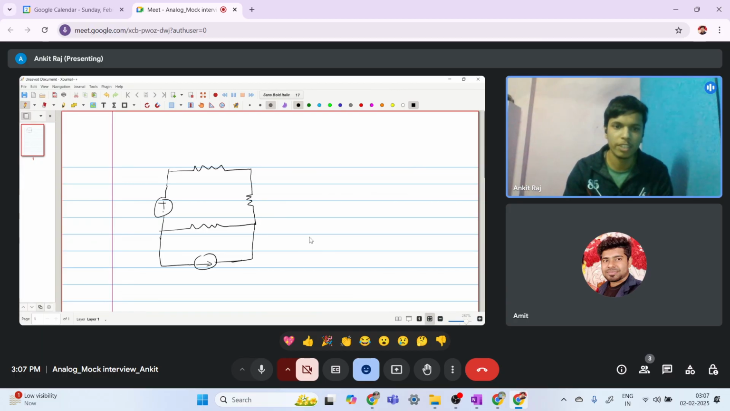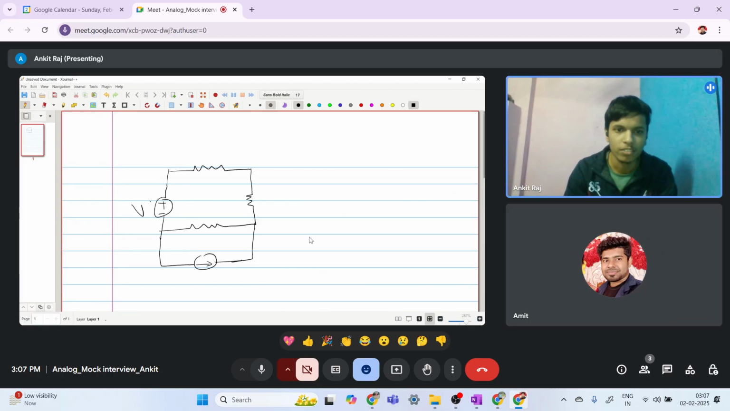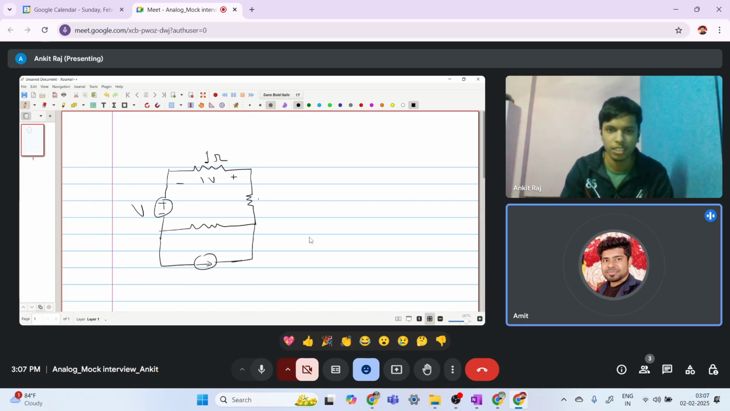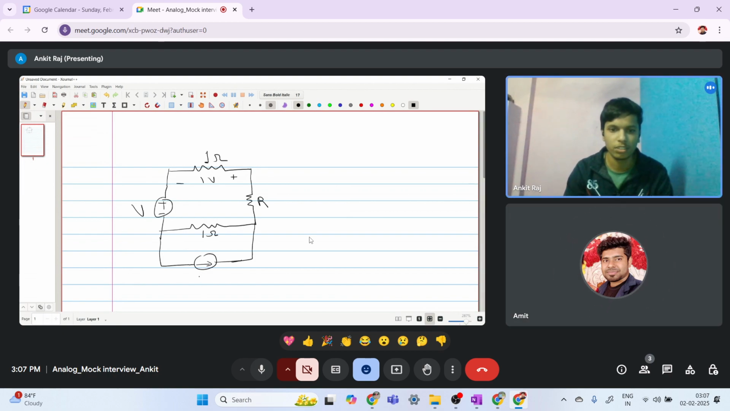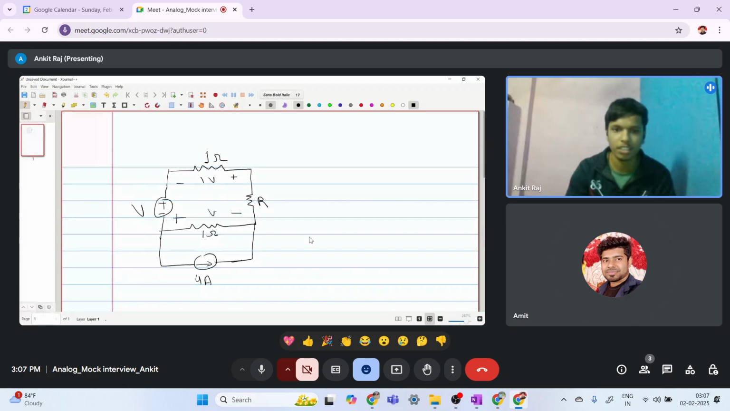Sir, can you tell the values? This was voltage source? This was V. How much? V, and 1 ohm. 1 ohm, plus minus 1 volt, and R. This one was R, only R resistance. That was also 1 volt. And this one 1 ohm. 1 ohm, and this was 4 amps current source, 4 amps. And I need to find the Vx across this. Yes, Vx. Right, Vx. Okay, sir.